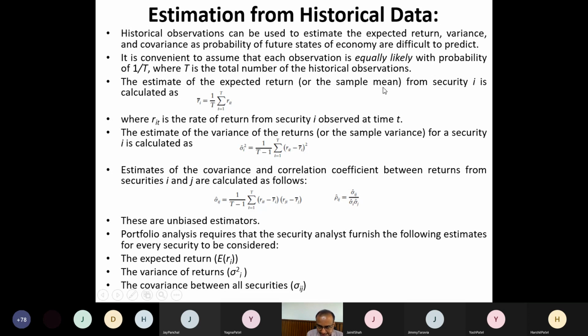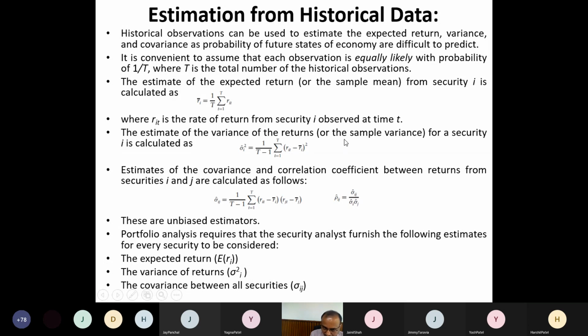OK, so we replace it by the sample mean, denoted by Ri bar for security i, and it is equal to a very simple definition: the average, 1 by T, sigma small t equal to 1 to capital T. I have used small t because we are collecting the observations from different times. So there are capital T instances of time, and Rit is the return generated by this security in the past at time t, where t runs from 1 up to capital T. These are discrete instances of time. So this is the mean, or you can say the estimated value of the expected return. I hope it is clear.